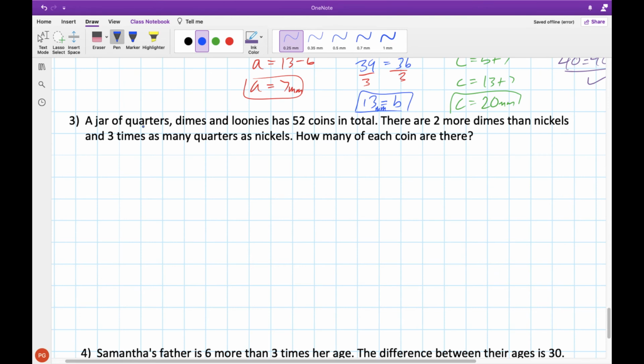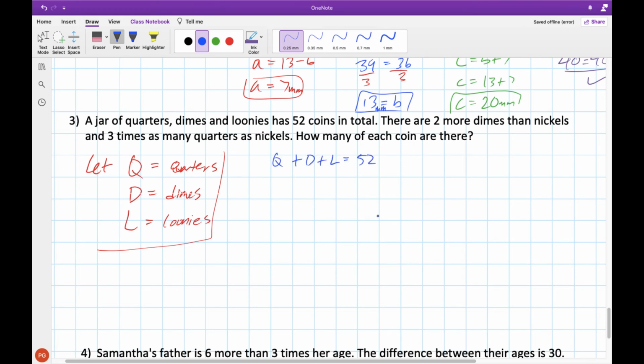Our next one, we've got a jar of coins, and we're told some information about them, and we want to know how many of each coin. We've got quarters, dimes, and loonies. So let's let Q be the number of quarters, D be the number of dimes, and L be the number of loonies. So we've got 52 in total. That tells us that quarters plus dimes plus loonies is equal to 52.